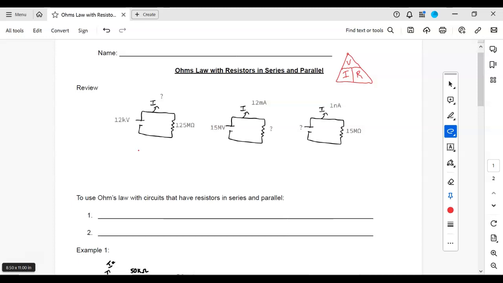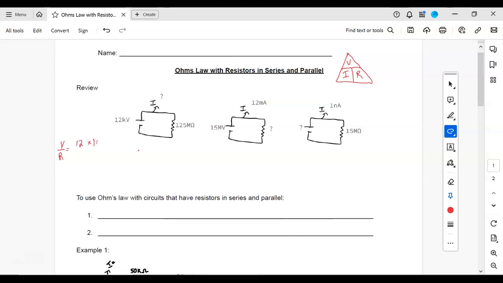And so to solve these problems, we'll have to use the Ohm's law triangle, and depending on what we're solving for, we'll cover that up and it'll give us the equation. So for number one, looks like we're solving for I. So to do that, we have to do voltage divided by resistance. We cover up the I, V divided by R. So in order to find the resistance, we look at this value here, 125 mega ohms. To find the voltage, we look at the battery. That's 12 kilovolts. So we have 12.